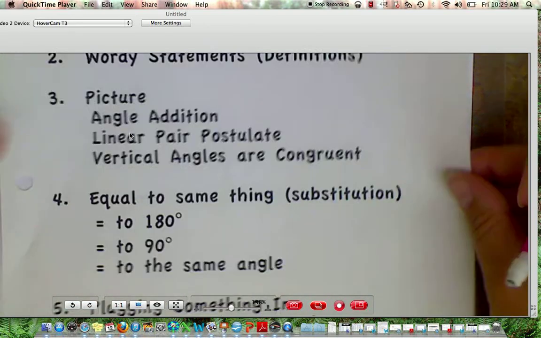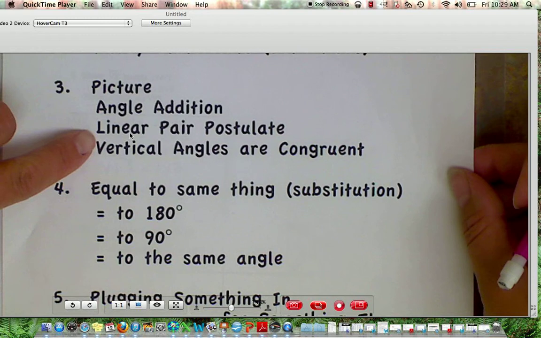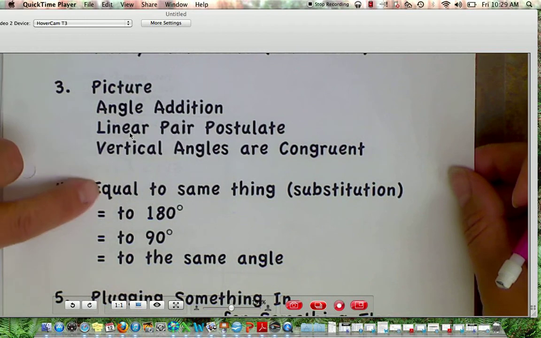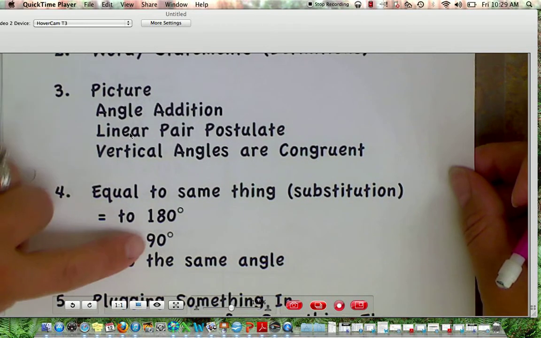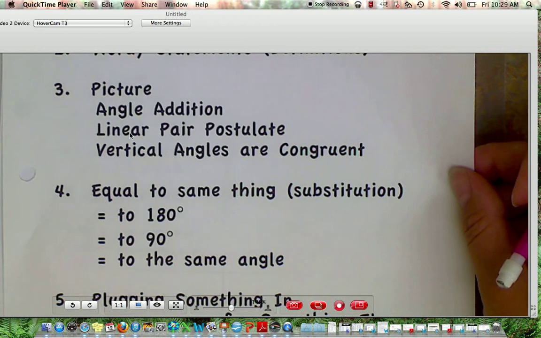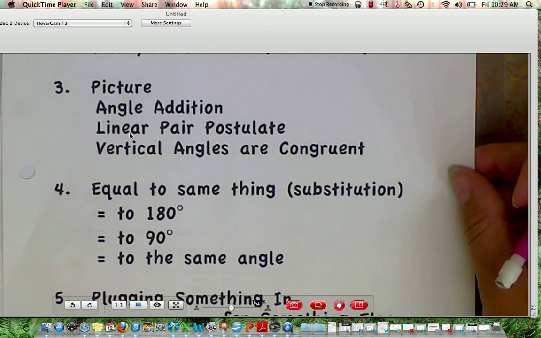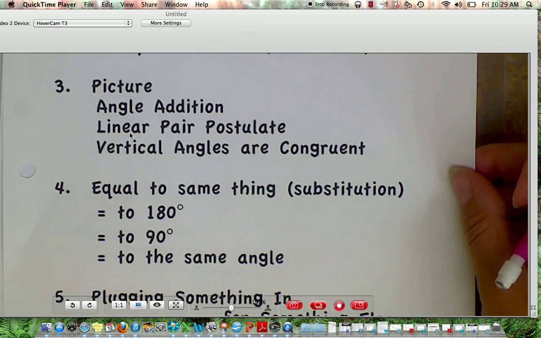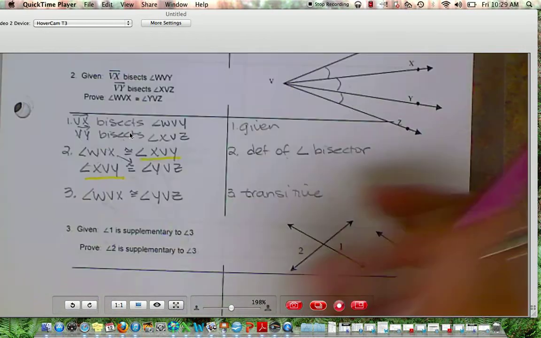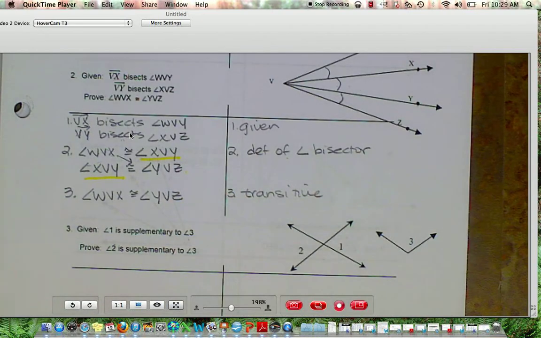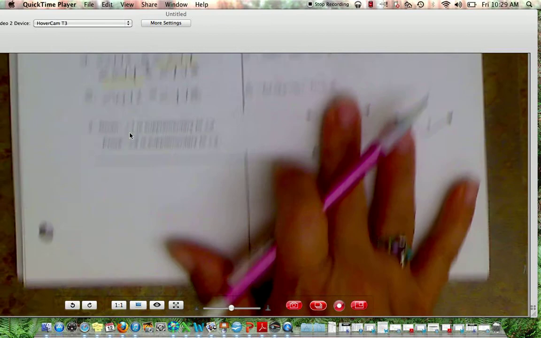Anytime you are going to use angle addition, linear pair postulate, or have things that are equal to numbers, you're going to have to use substitution. So that would require that you convert to equality. Okay? So this one's a little different from the others. Let's move on to 3.